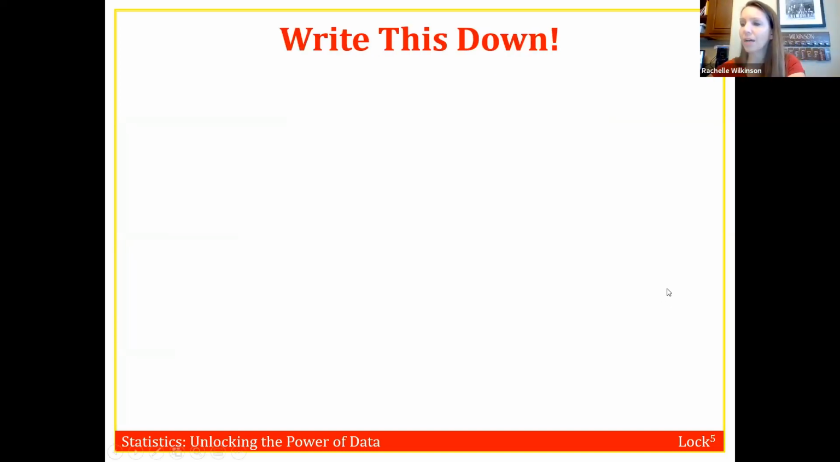Let's first talk about some graphs for one quantitative variable. We're kind of following this little outline. We started with one categorical variable. We talked about graphs, summary statistics. Then we talked about two categorical variables. We talked about graphs, summary statistics. Now we're talking about one quantitative variable.